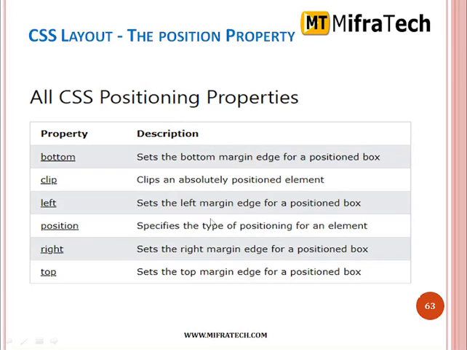Some of the position properties are: bottom sets the bottom margin edge for a positioned box; clip clips an absolutely positioned element; left sets the left margin edge for a positioned box; position specifies the type of position for an element; right sets the right margin edge for a positioned box; and top sets the top margin edge for a positioned box.